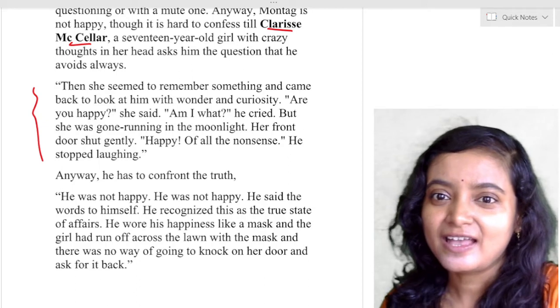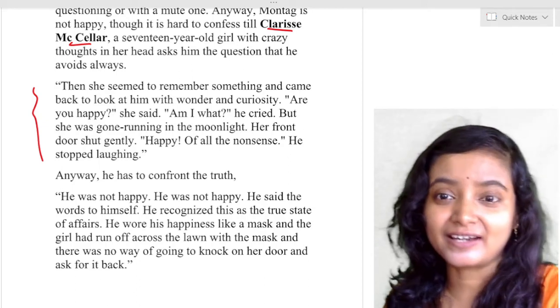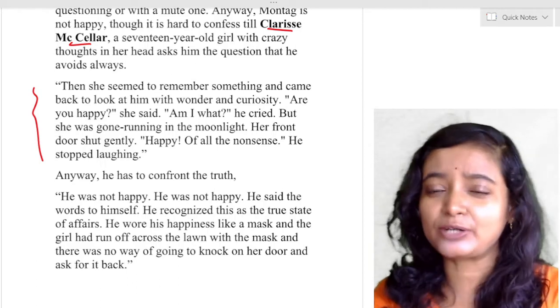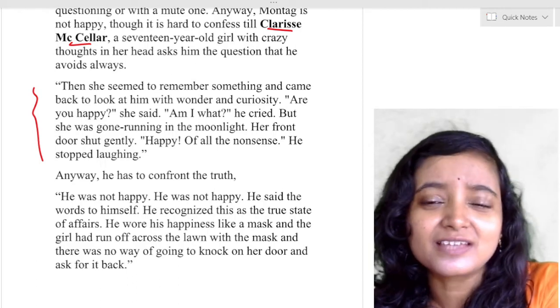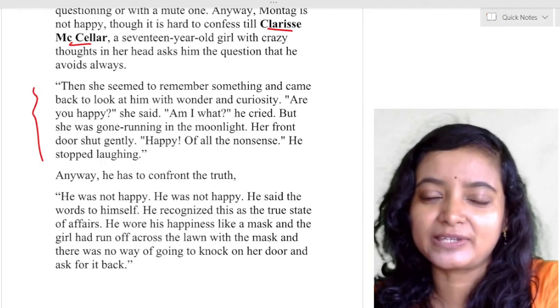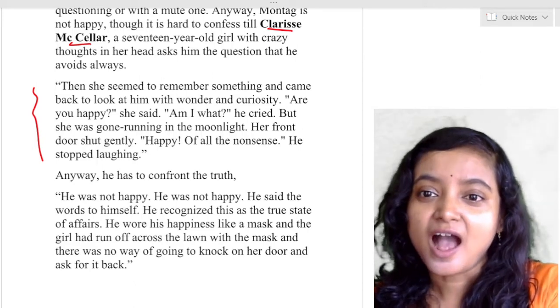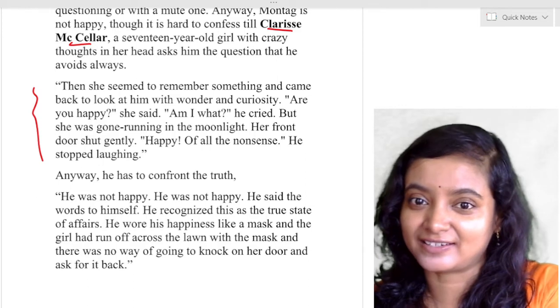"Am I what?" he cried. "What is happiness? We are just ascribed to do some jobs and are doing that. So what is happiness? And what lies in the question of being happy?" But she was gone, running in the moonlight. Her front door shut gently.